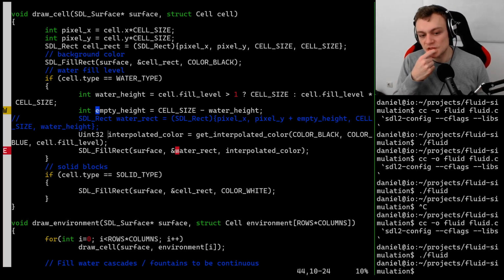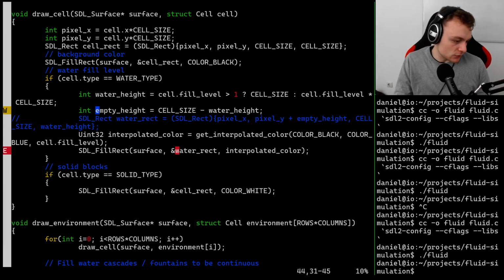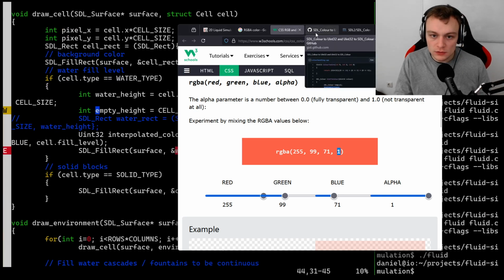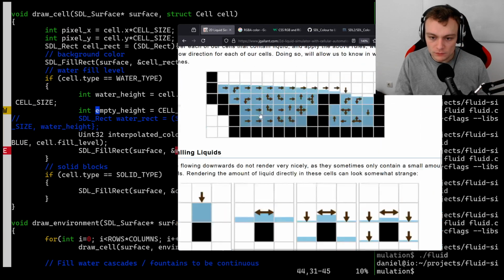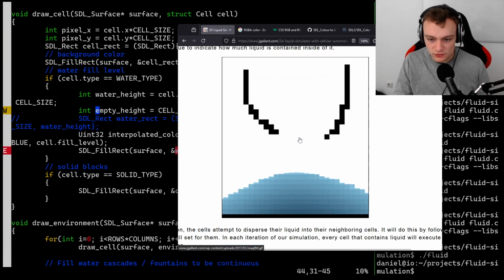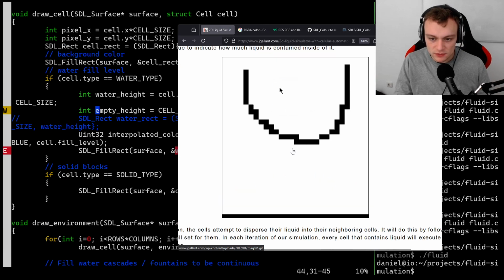Let's see, we interpolated the color. I'm not really happy right now, because we should be able to get it to a state like that, because we followed all the rules.